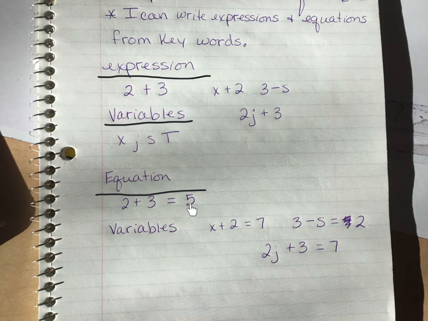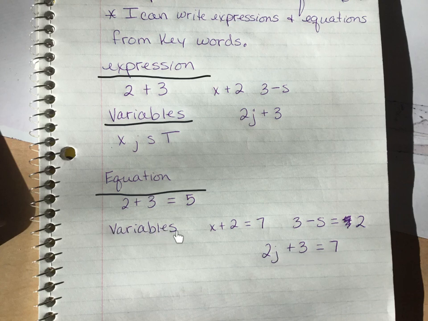An equal sign is like a balance beam. Everything that's on one side has to be the same thing as what's on the other side. That's what equal means. So in these expressions up here, we can go ahead and add an equal sign and change them to an equation. Now we have x plus 2 equals 7. We have 3 minus s equals 2. And here we have 2j plus 3 equals 7.